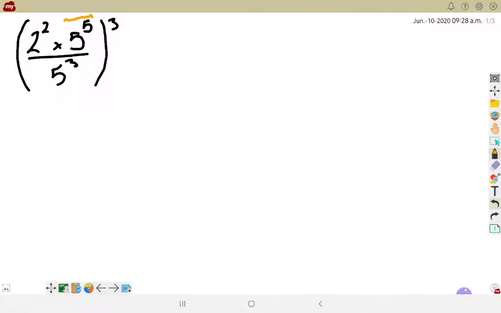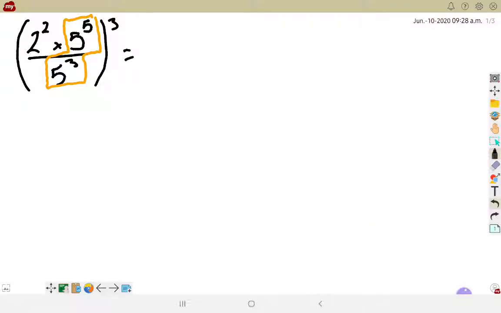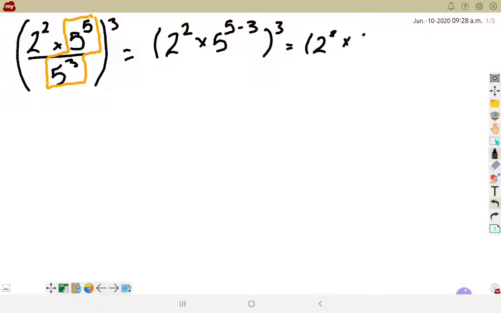So here I have 5 with an exponent of 5 divided by 5 with an exponent of 3. So I can use my quotient law, which tells me that since I'm dividing and the bases are the same, I can keep the base the same and subtract my 2 exponents. Okay? So I'm going to instead write it as 2 squared times 5 with an exponent of 5 minus 3. And that's all in brackets, and the exponent of 3 is still outside. Okay? So that simplifies now to 2 squared times 5 squared, and that's then raised to an exponent of 3.